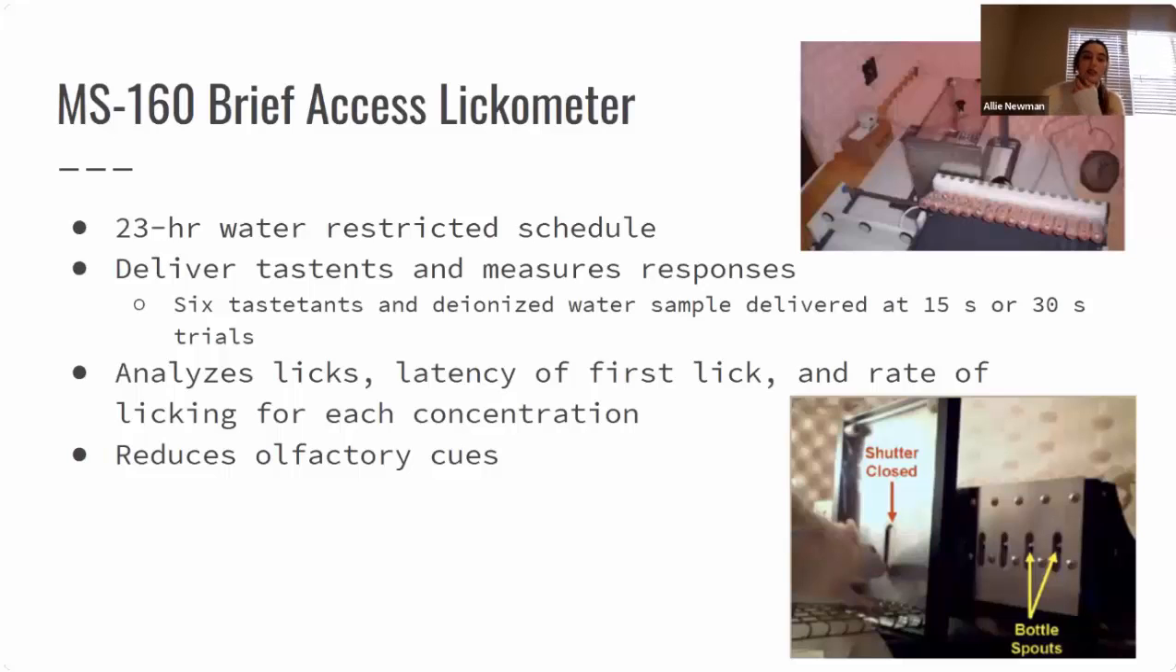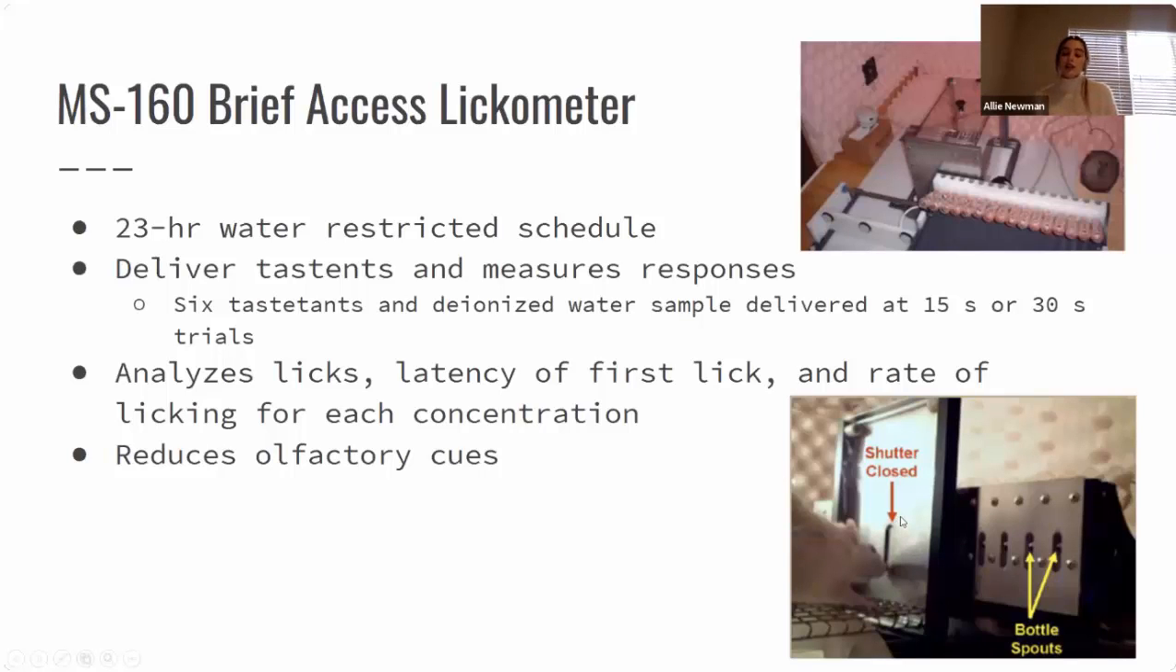In order to gather our data, we used the MS-160, which is also called the Davis rig. All of the rats were on a 23-hour water-restricted schedule before they were tested. Our Davis rig was set up to deliver 6 tastants as well as a sample of deionized water. As you can tell in the first picture on the right, there are little vials, and each of the vials contains a different tastant. They would be presented to the rodent in the Davis rig, and there's a shutter that opens and closes based on how long the trials are.